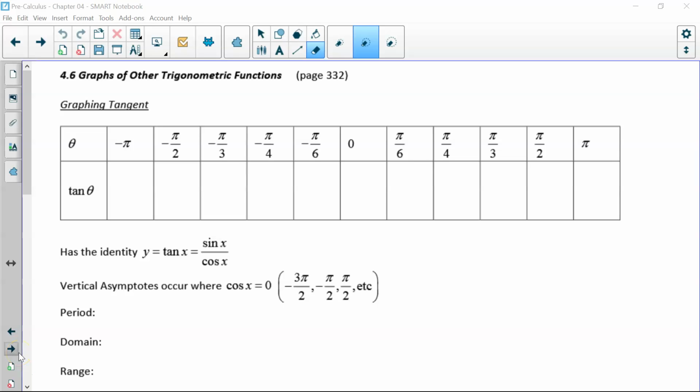Welcome back. We're in section 4.6. We're going to be talking about graphing the other trigonometric functions.